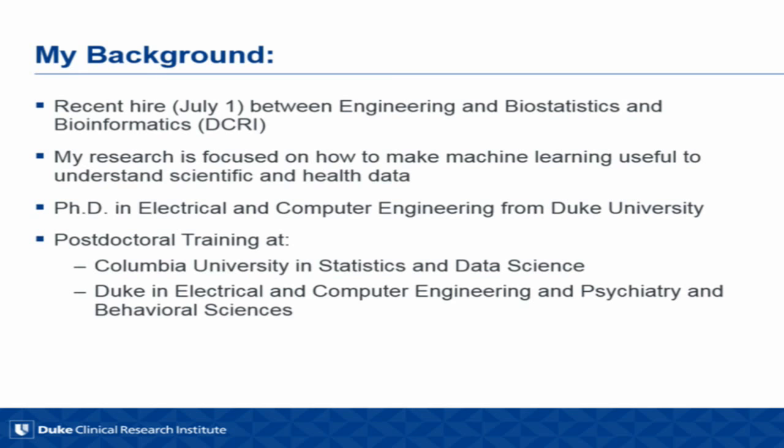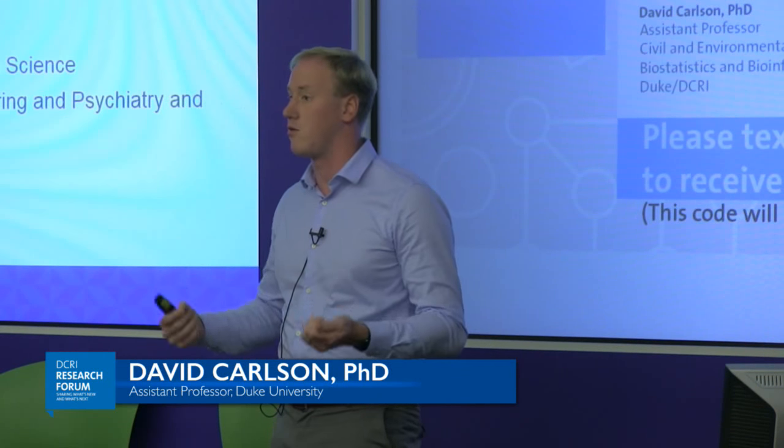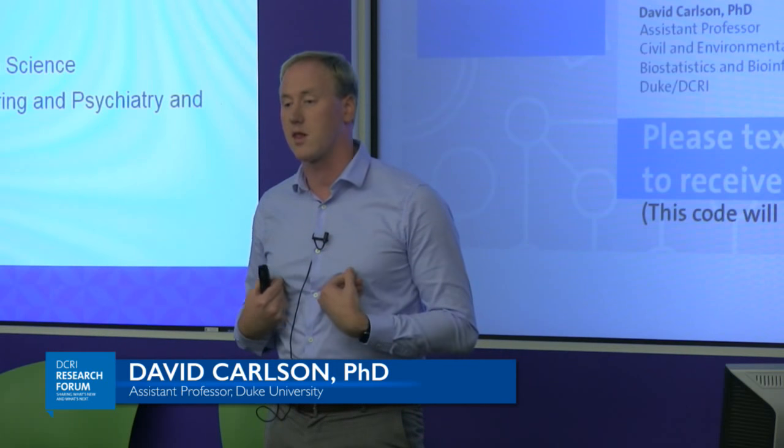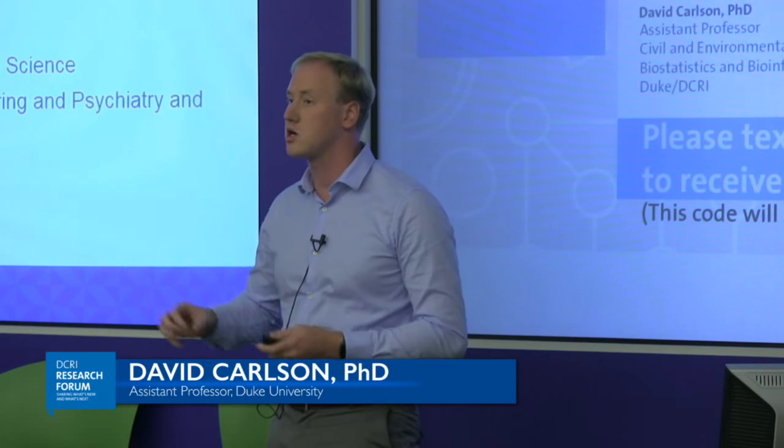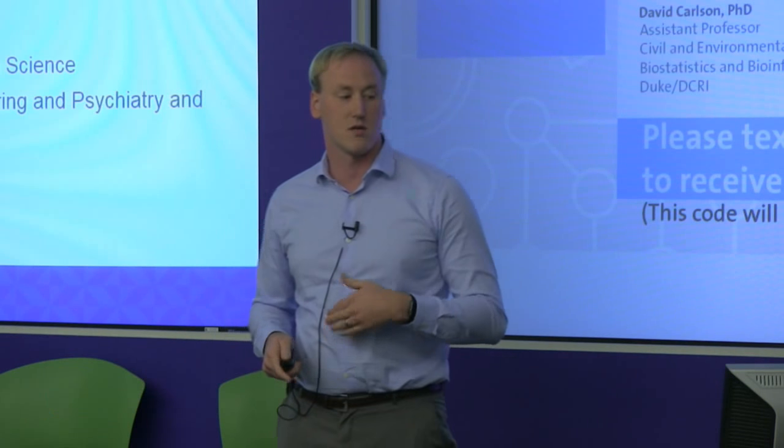I was hired jointly between the Pratt School of Engineering and also Biostatistics and Bioinformatics, of which that appointment is here in DCRI. One of the things that I really care about is how we can use machine learning and make it useful to understand scientific and health data. A lot of what's going on in machine learning is that we use it to make predictions. There's been a lot of use of machine learning in creating things like risk scores, determining who's at risk. But one of the things that I fundamentally care about is how we can not just do accurate predictions, but also understand how it's making these decisions and why it's making these decisions.